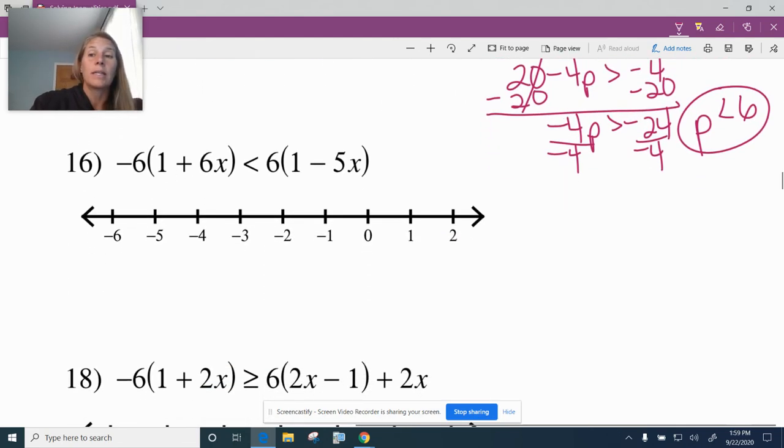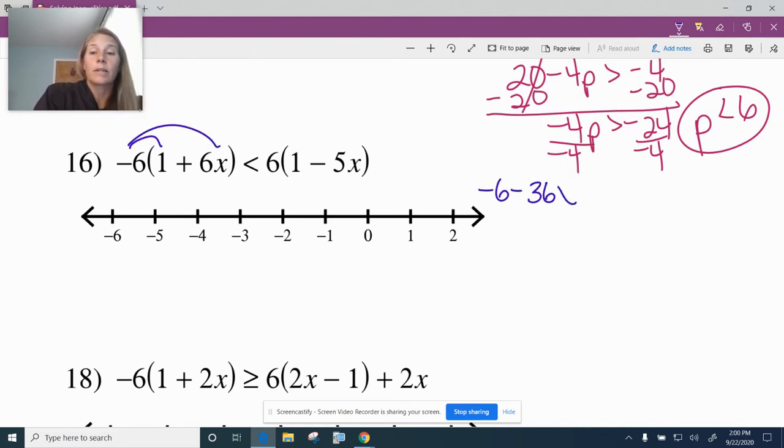Okay, number 16. Change out my color so I don't blend here. Okay, so negative 6 times 1 is going to be negative 6. Negative 6 times 6x would be negative 36x is less than 6 minus 30x. So now I want to get all my x's together.